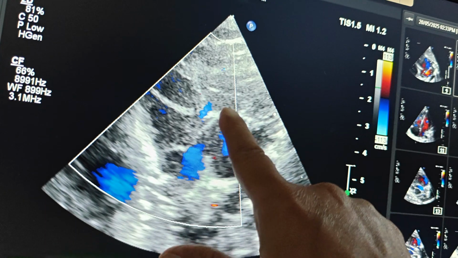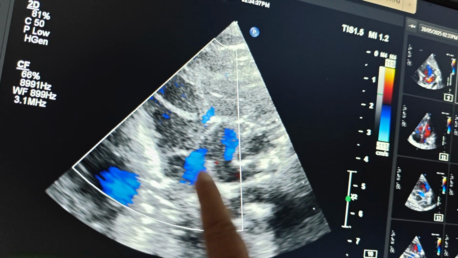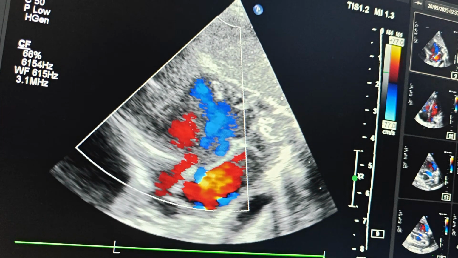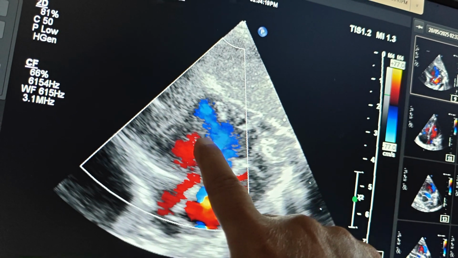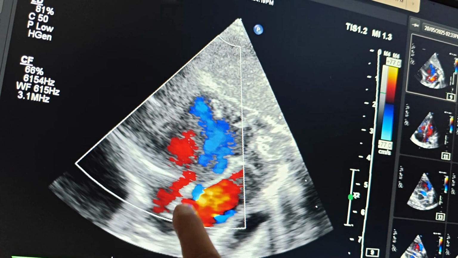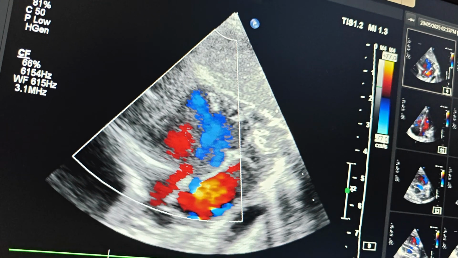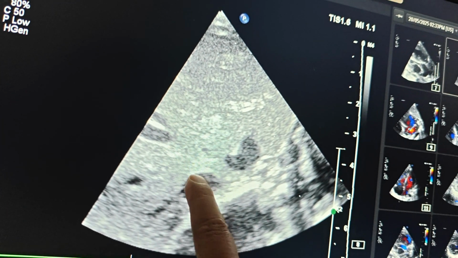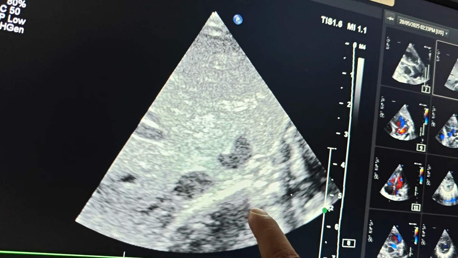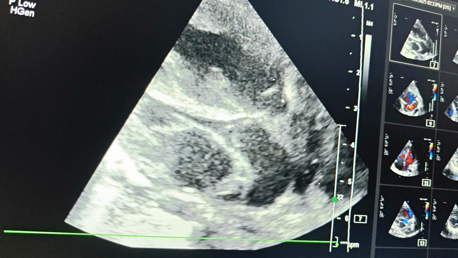Here you can see the main pulmonary artery divided into right and left. You can see this is a patent foramen ovale with flow from the right atrium to the left atrium, blue in color, indicating right to left. This is the inferior vena cava. This is dilated compared to the aorta. So this is the inferior vena cava, dilated compared to the aorta.